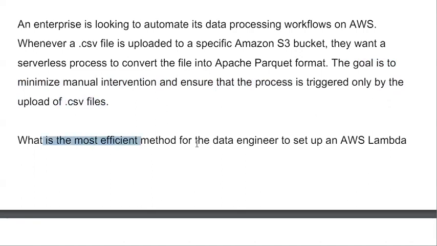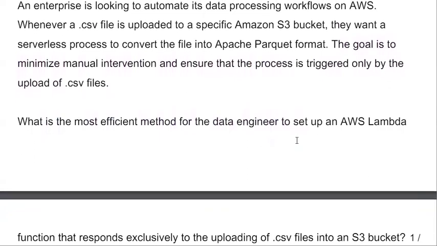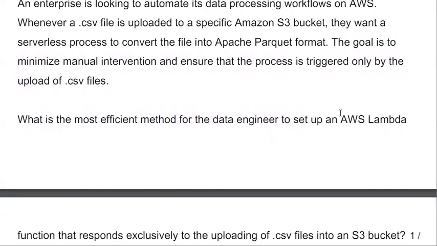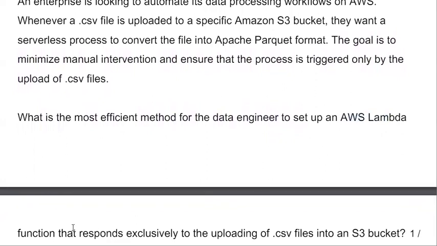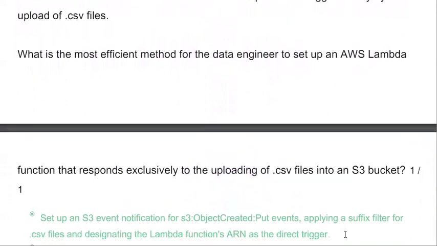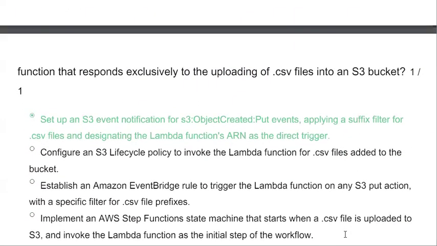So what is the most efficient method for the data engineer to set up an AWS Lambda function that responds exclusively to uploaded CSV files into the S3 bucket? So let us see the options which are available. You can see options 1, 2, 3, 4 are there. We need to select only one.